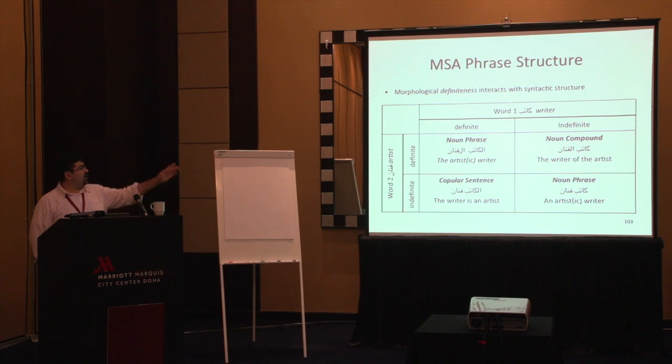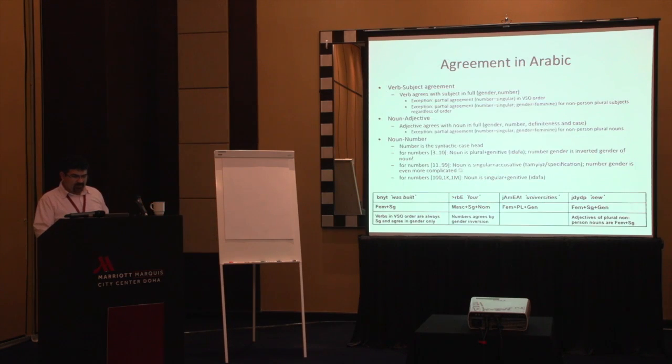So you can have al-katib al-fannan, the artistic writer, or katib fannan, an artistic writer, or you have al-katib fannan, the one on the bottom, a copular sentence, the writer is an artist, or katib al-fannan, which in this case is indefinite followed by definite as the idafa construction, meaning the writer of the artist. So just switching around the definite article creates different syntactic structures and obviously different interpretations. This is very important. I'm going to skip over this.